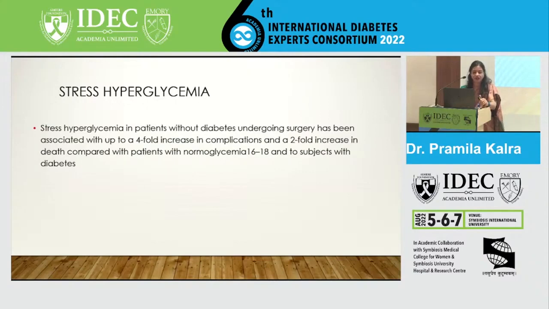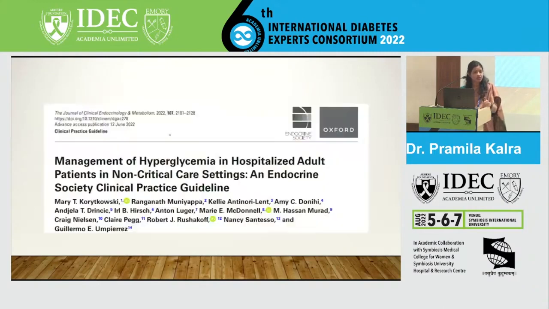So we know that stress hyperglycemia is another entity which we need to be aware of, because that further exacerbates the complications. These guidelines, Dr. Jubin has already alluded to. Why I put it here? Because there are some things which are important for the management of perioperative hyperglycemia, which these guidelines also talk about. And these are very good comprehensive guidelines.